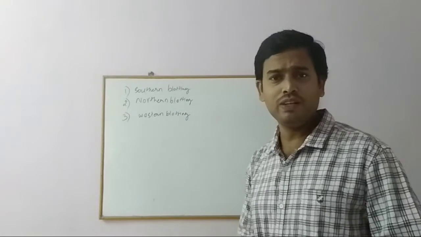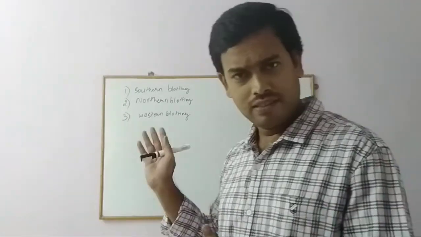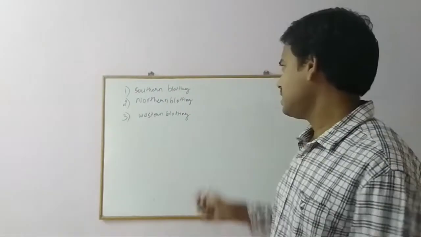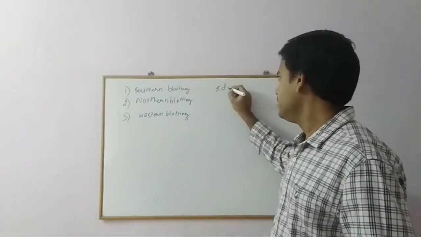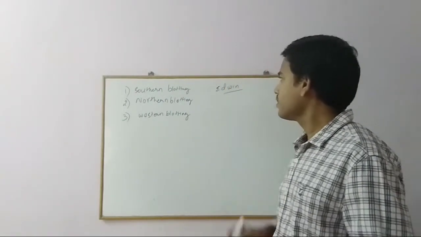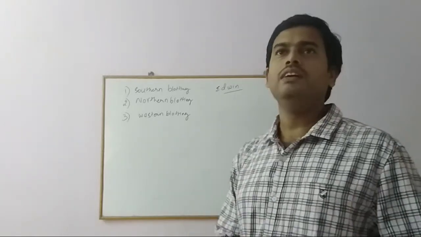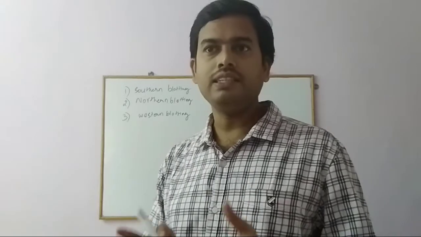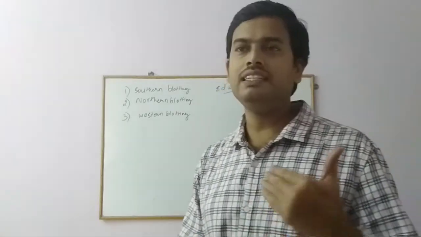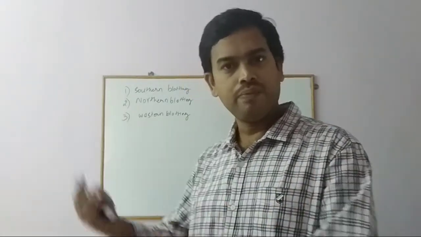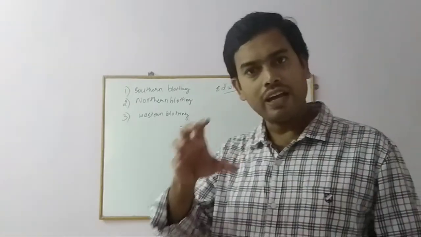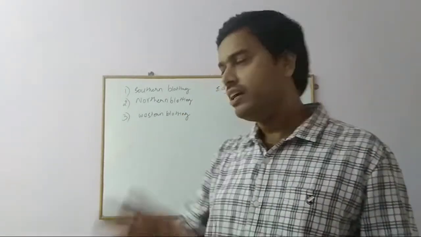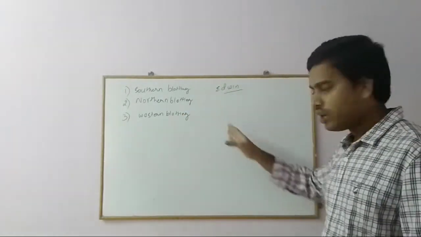Coming to Southern blotting first, the experiment was given by Edwin Southern. In this Southern blotting technique, first of all, the DNA of interest is identified and later its sequence is identified by different processes. The DNA fragment of interest is identified by this technique by the following process.